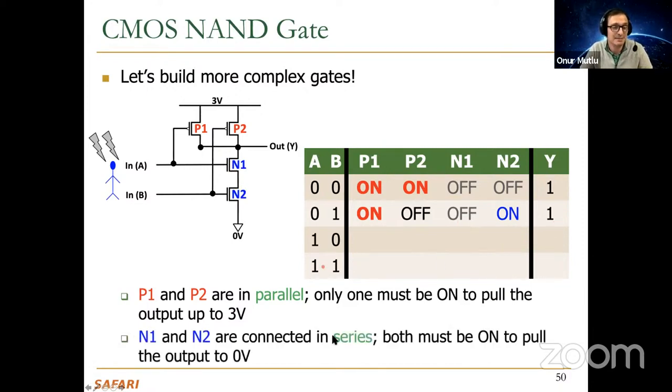Let's take a look at what happens. I already said this. N1 and N2 are connected in series. Both must be on to pull the output to 0 volts over here.